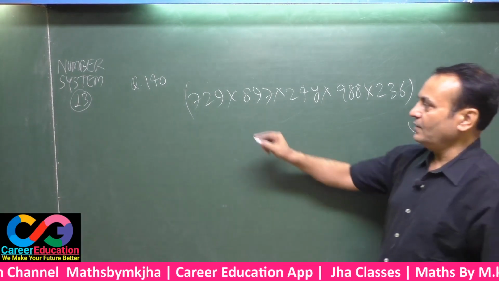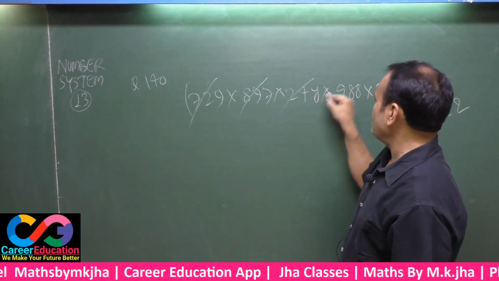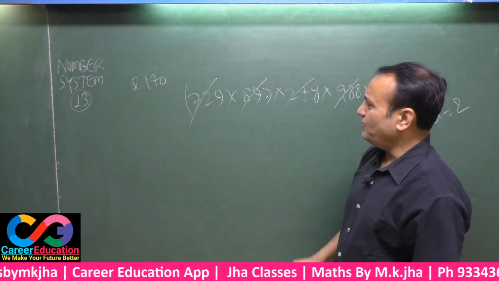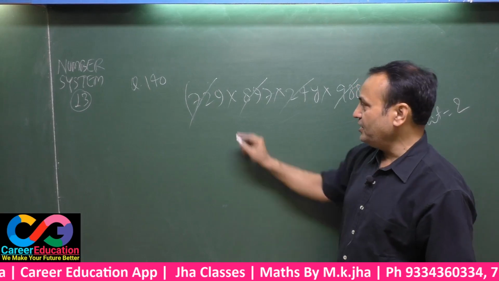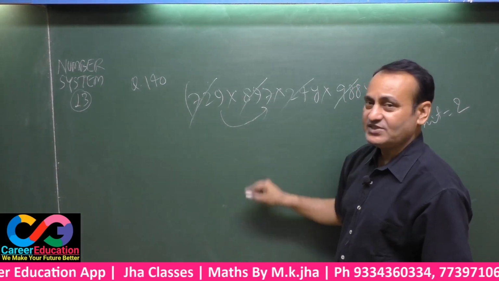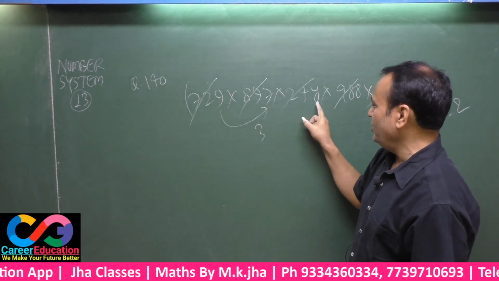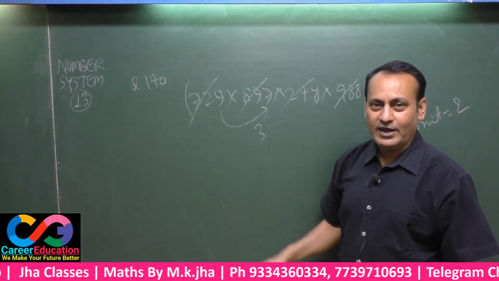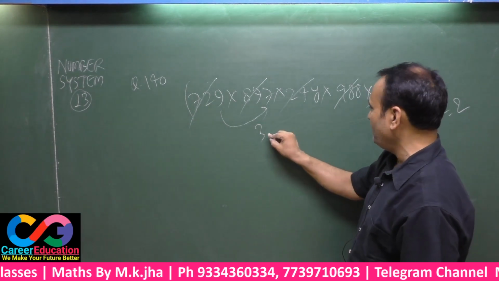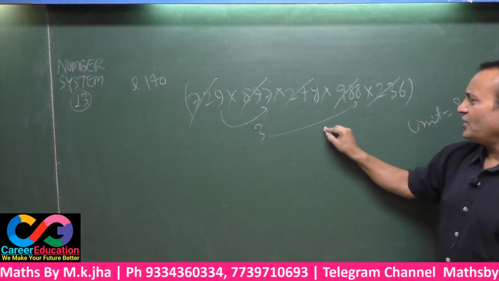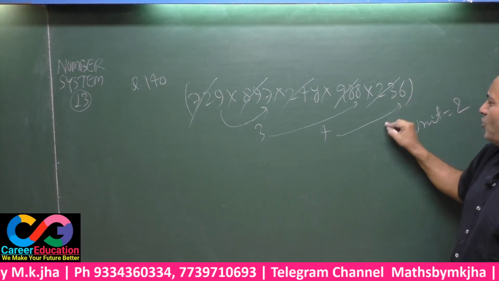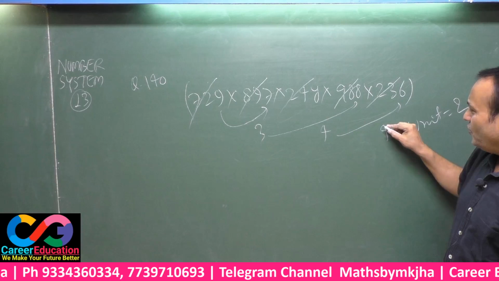See here. You have to search the unit. That means you have to take all unit digits here. 9 into 7, 9 7s are 63, unit is 3. 3 times y is 3y, y can't be pointed out here. That means you should go ahead. 3 8s are 24, unit is 4. 4 6s are 24, unit is 4.